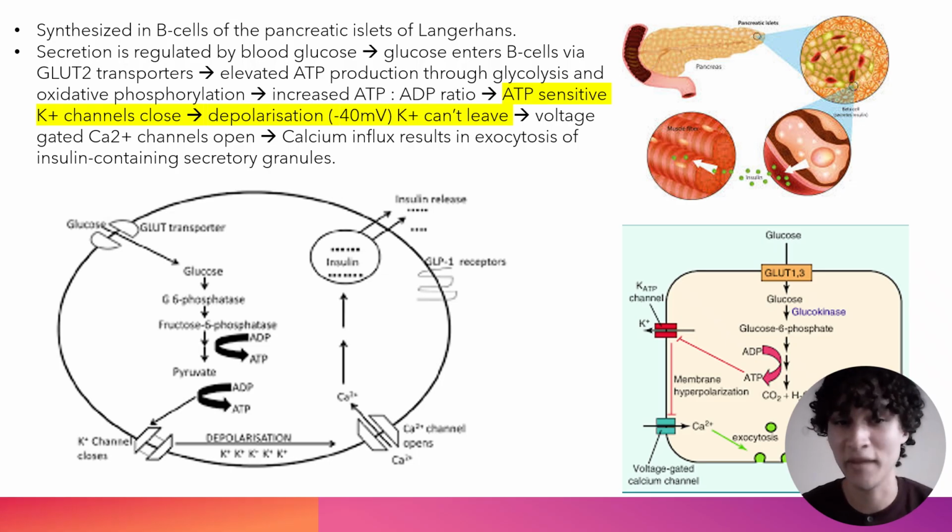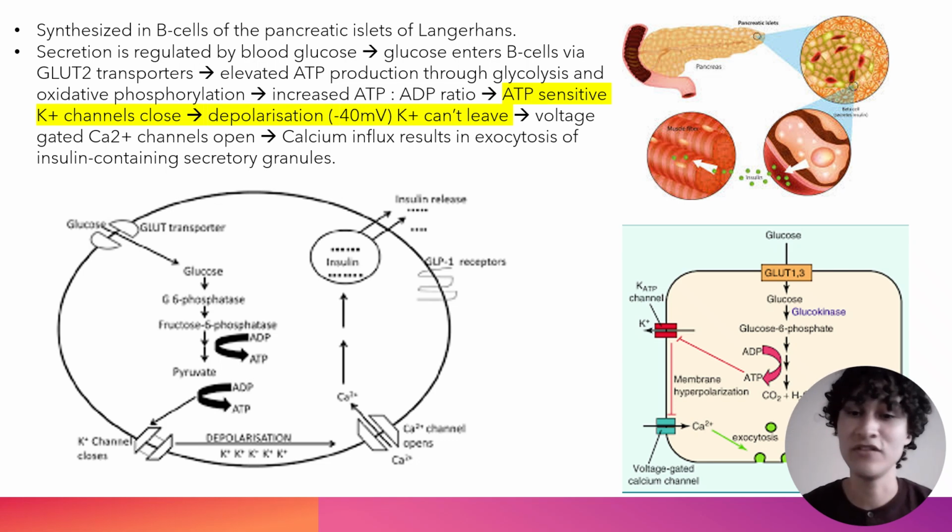When you get a calcium influx, it stimulates granular migration, and insulin-containing secretory granules will migrate to the cell membrane. They'll fuse with the lipid membrane and secrete insulin through exocytosis, and insulin is secreted directly into the bloodstream, where it can then bind and affect specific tissues like the liver.